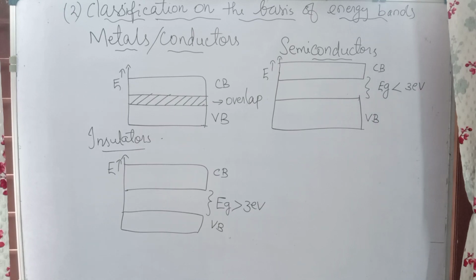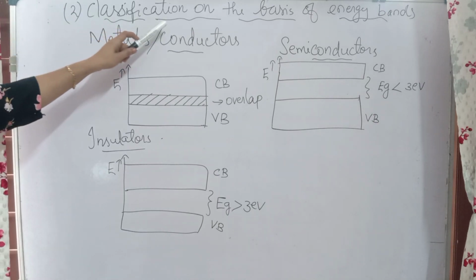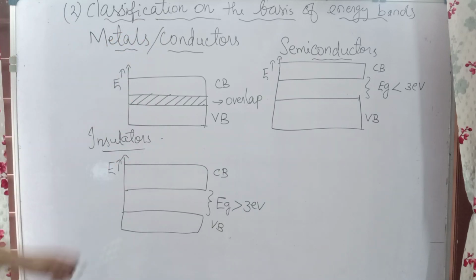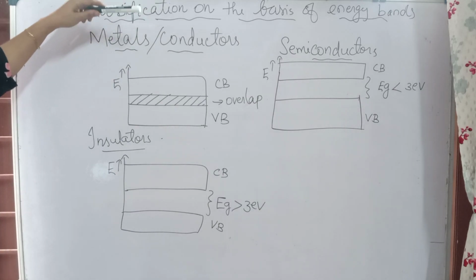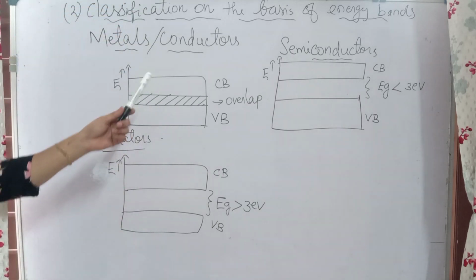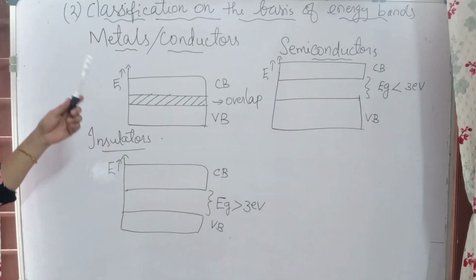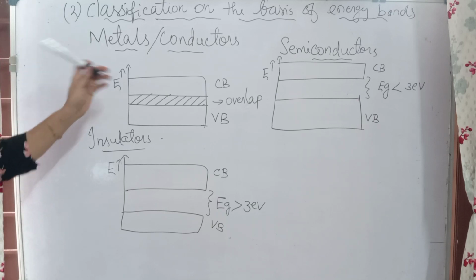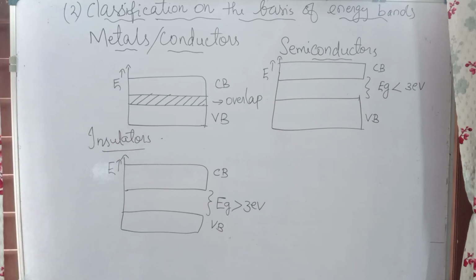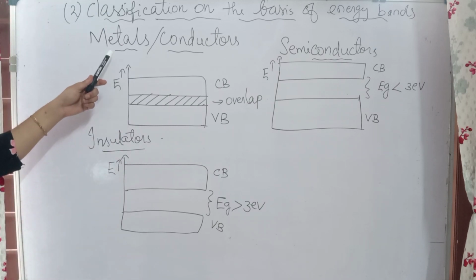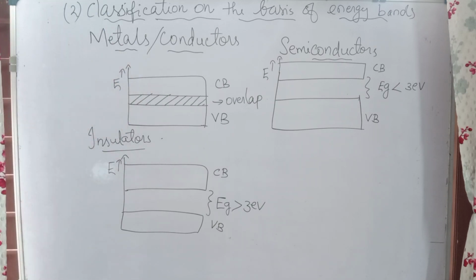Now we have the second classification of elements, that is classification on the basis of energy bands. Here we can see different energy bands and how the materials are classified on the basis of energy bands. So usually we will use this classification in electronics. On the basis of energy bands only we will classify in electronics. So here we can see metals or conductors.